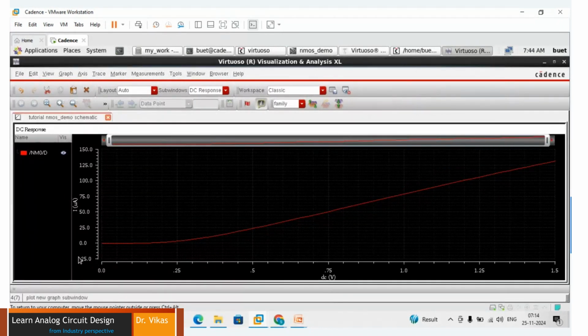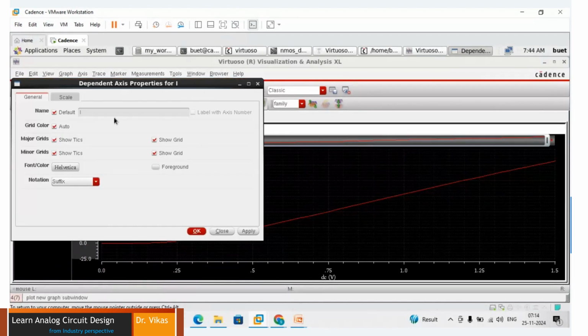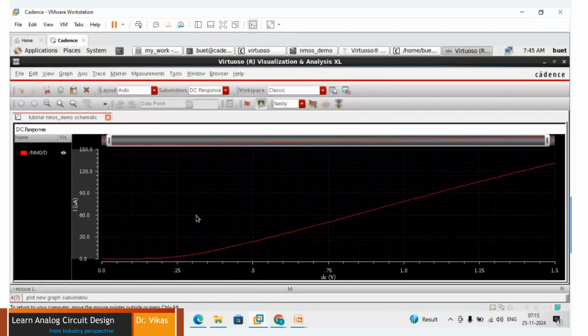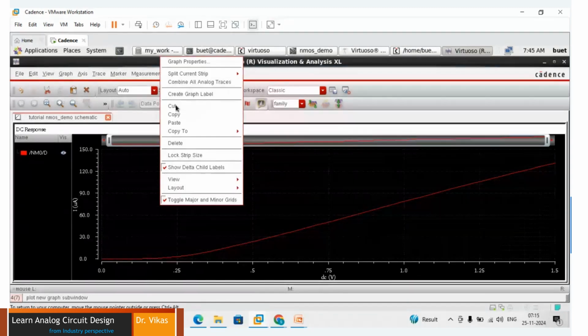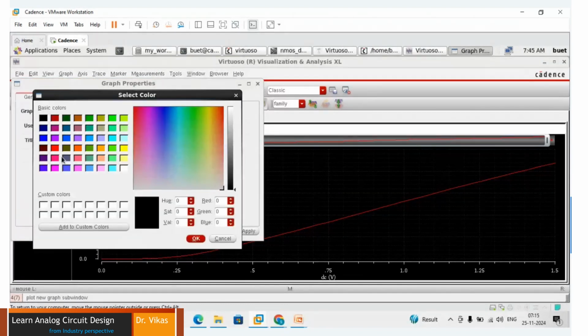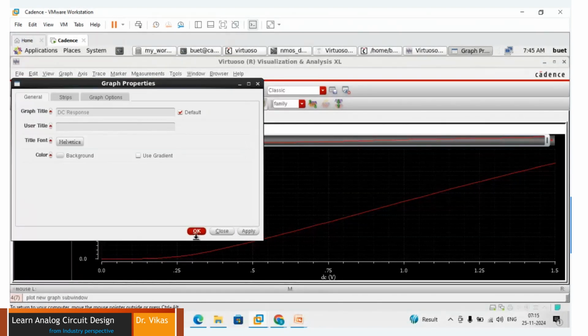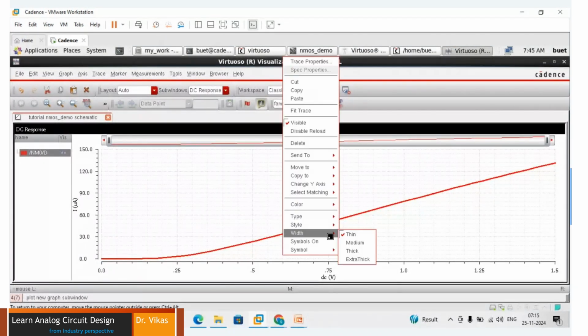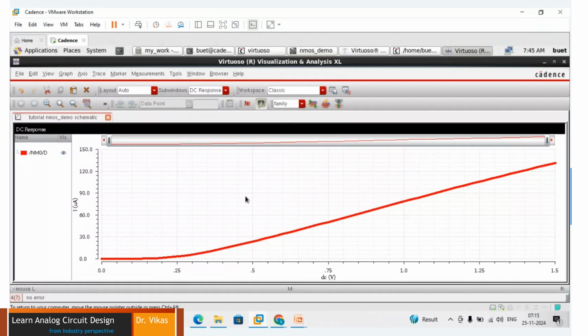I'll just make it large, and I'll try to bring this axis right from 0 rather than from the negative axis. I'll scale it manually. I'll start with 0, so that this is how my graph looks. I'll also try to change the width of this thing. I'll make it thick. Yeah, there you go. So this is basically how my VGS versus ID graph looks.